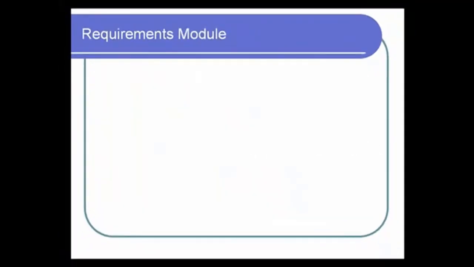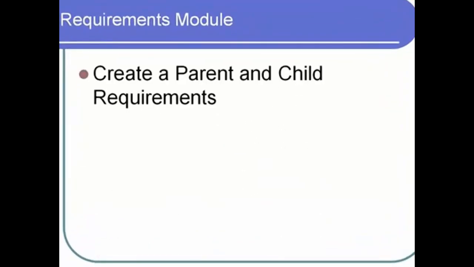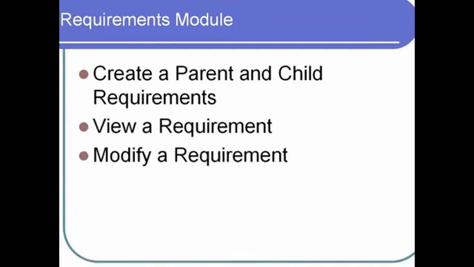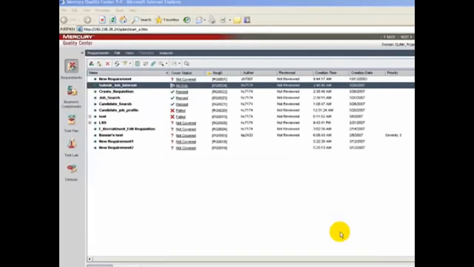Let's go ahead and do the following activities in the required modules. Create a parent and child requirement. View a requirement. Modify a requirement. So let's look in the QC. In Quality Center, make sure you are in the requirements module.